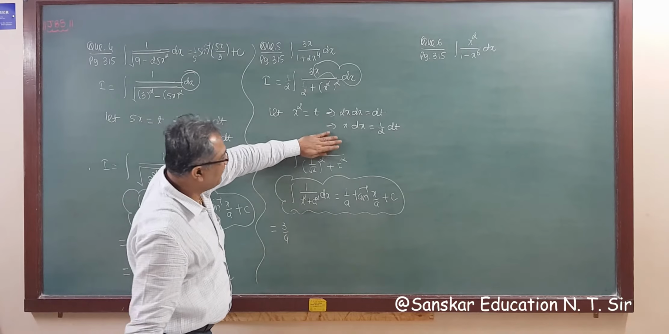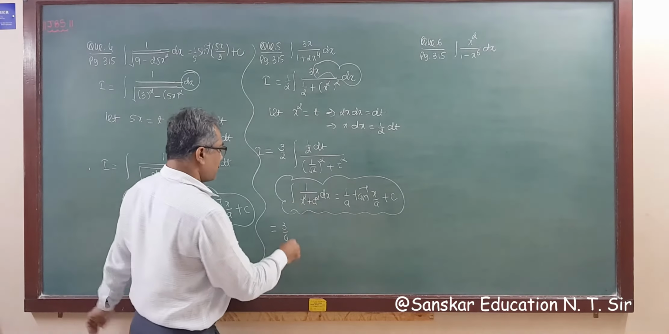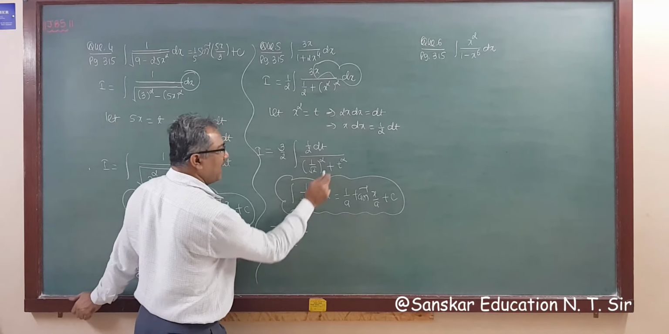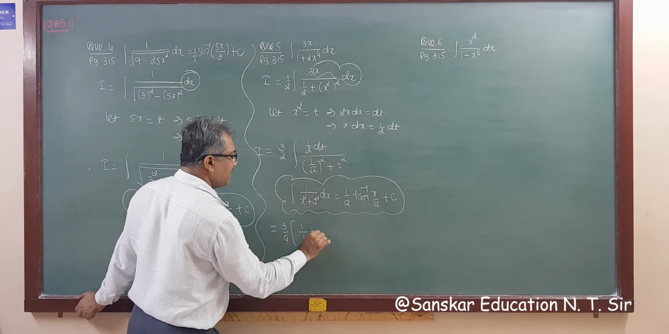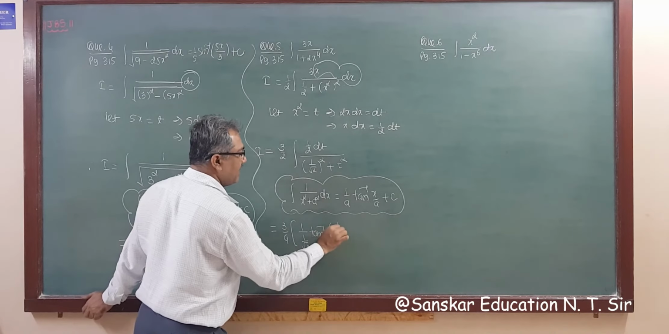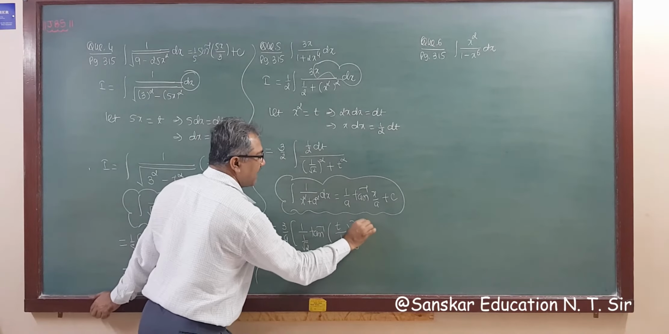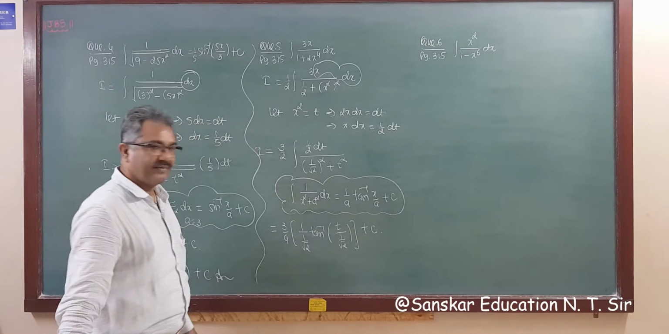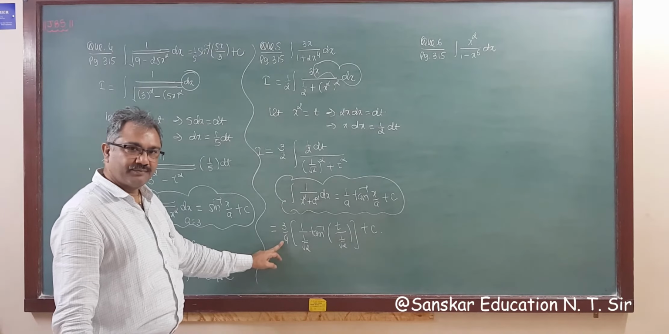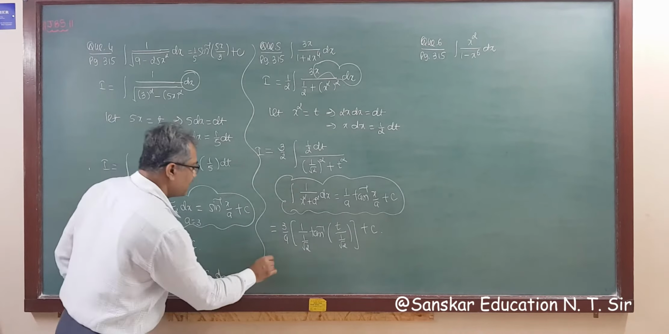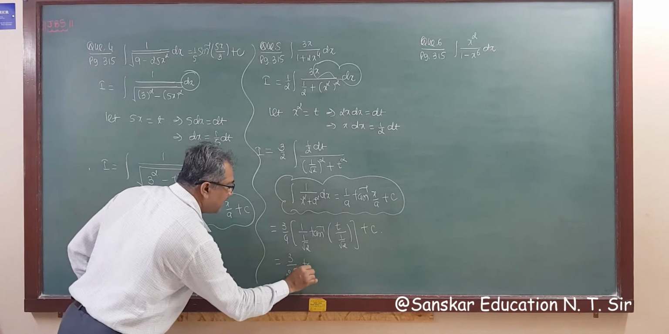Now applying the formula for this, that is 1 upon x square plus a square, the answer is 1 upon a. Here a is 1 upon root 2. Tan inverse of x, which is t, upon a, which is 1 upon root 2, and plus c. Right? So now this 4 means 2 root 2. You got it? So this is 3 upon 2 root 2 tan inverse.